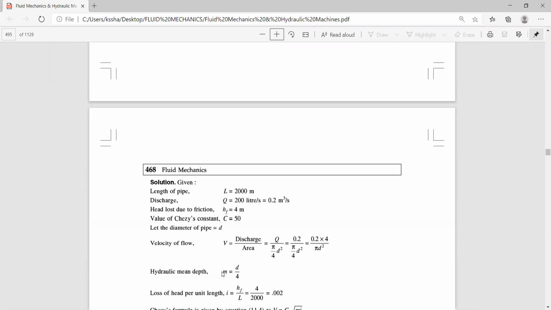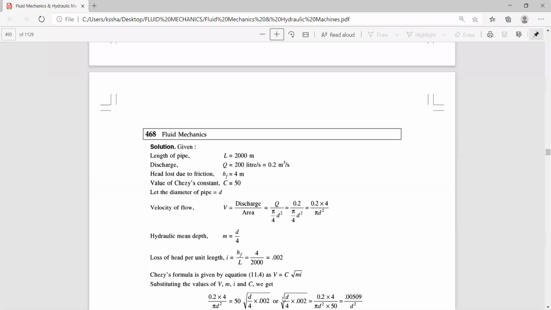Now, loss of head per unit length. What is the formula for loss of head per unit length? i is equal to hf by L. Here hf is 4 meter and length is 2000, so the loss of head per unit length comes out to be 0.002. hf and L are both given in the problem itself. So i comes out to be 0.002, with no unit, because both are in meter and cancel. Chezy's formula is given by the equation V is equal to C into under root m i.